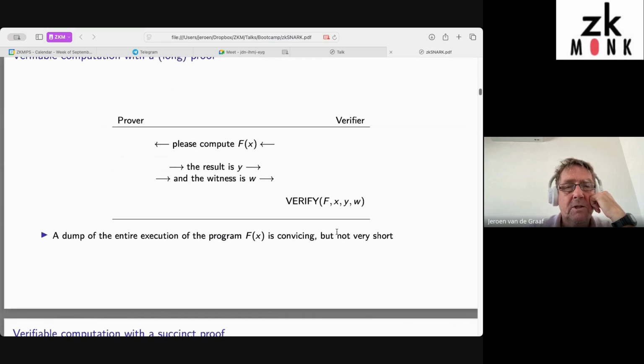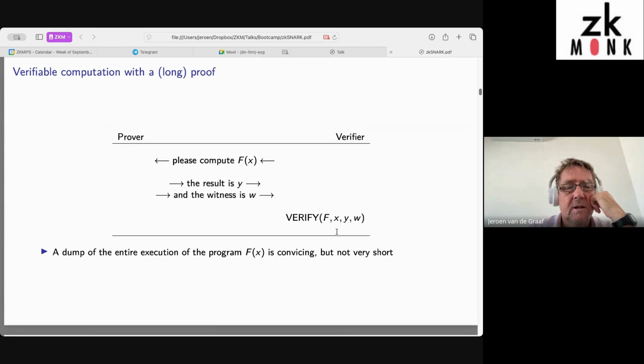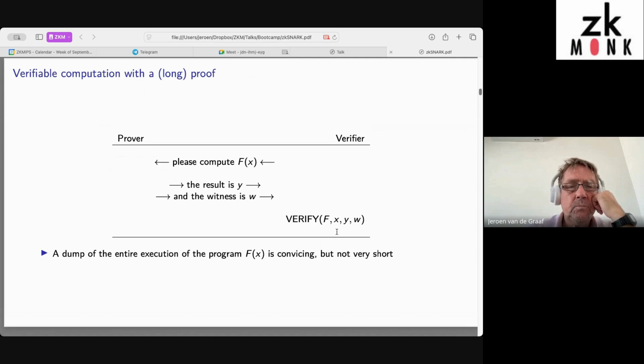What is going to happen is that we're going to ask the prover. Now you must take care, because the verifier, the client, is on the right and the prover is on the left. It is almost a convention to put the prover on the left and the verifier on the right. So the verifier is asking, please compute f(x). Then the prover is going to say, well, the result is y, and I'm giving you a witness, w, that this is correct, and the verifier then has a way to verify that.